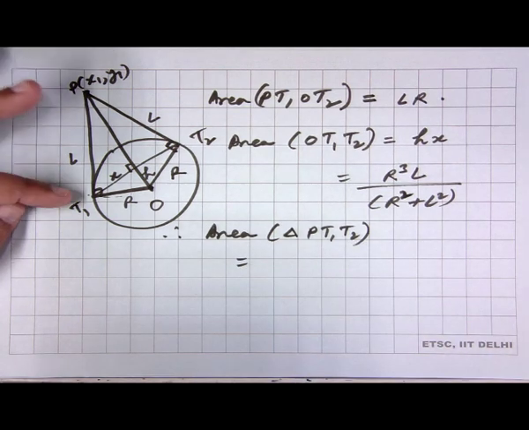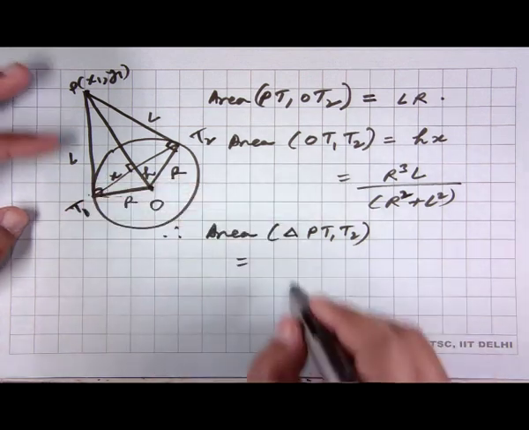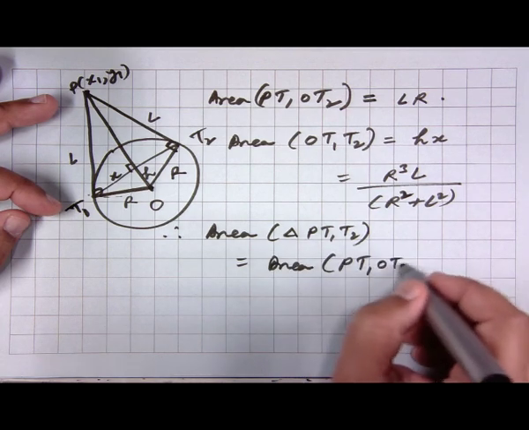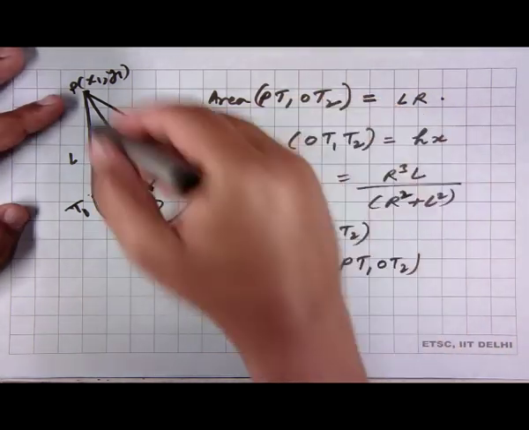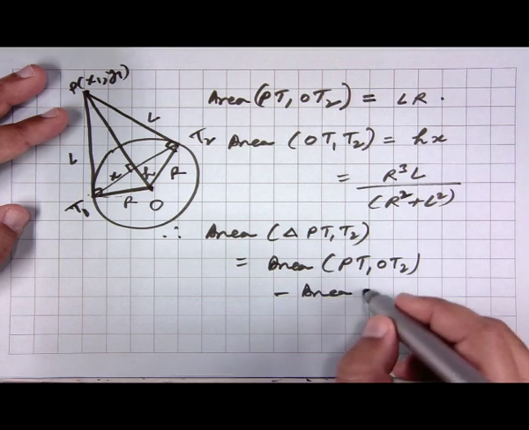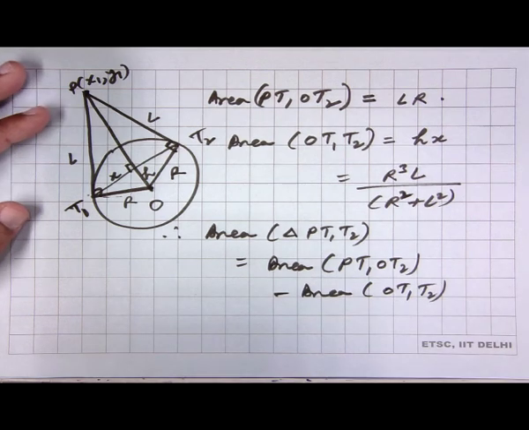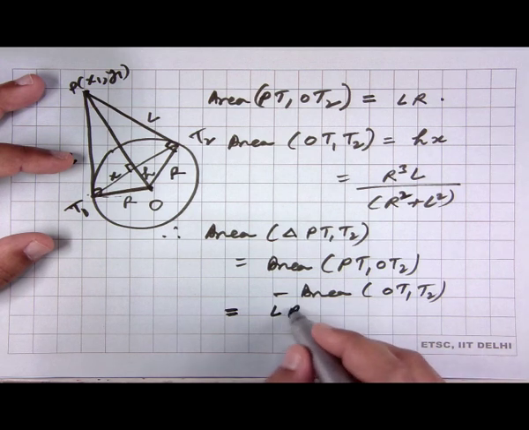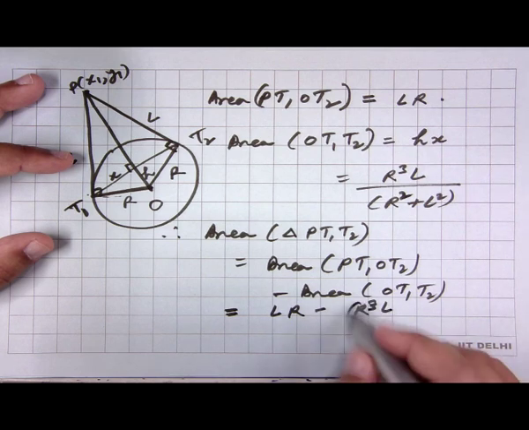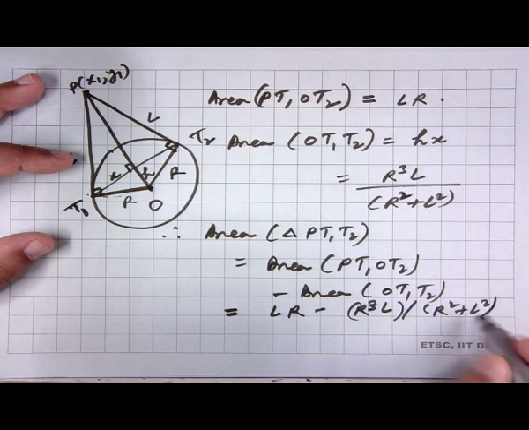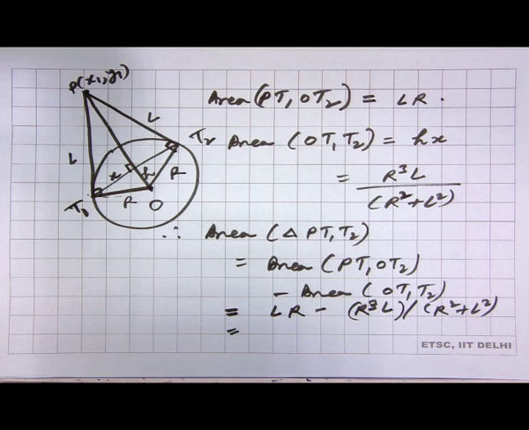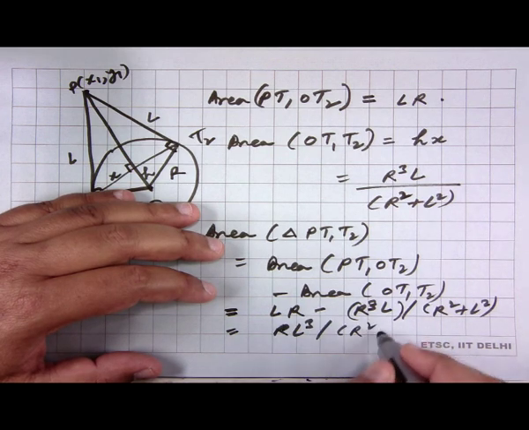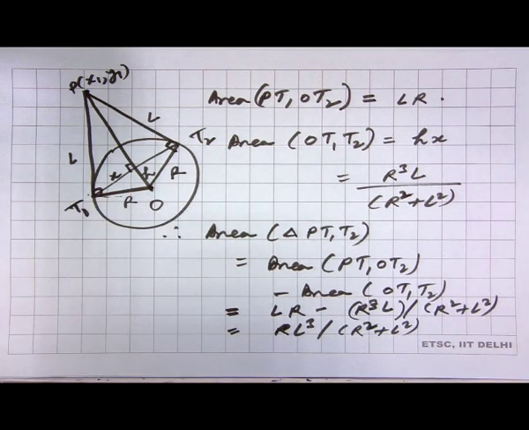And therefore, area of PT1T2 is equal to area of PT1OT2 minus area of OT1T2, which is equal to, which equals this expression.